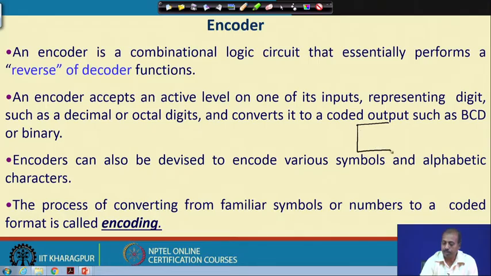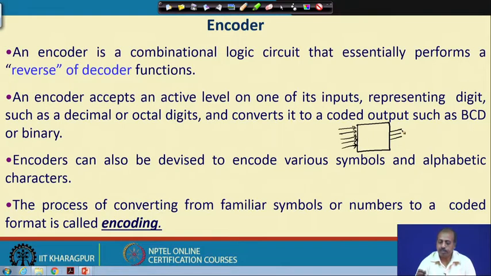If this is the logic circuit for the encoder, it will accept a number of lines as inputs, and at any point of time only one of the inputs will be active. The others would be inactive. By definition, it does not allow more than one input to be high simultaneously. It is expected that whoever is operating this encoder circuitry will make only one of the inputs active at a time, and accordingly you get the output. This output tells the number of the input which has been made active.